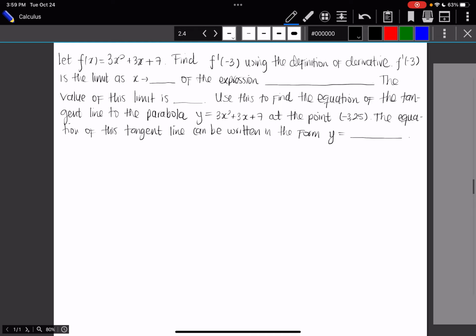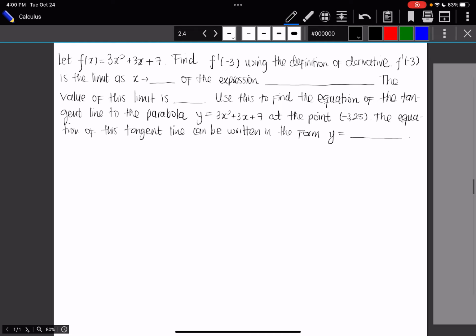So we have the quadratic polynomial 3x squared plus 3x plus 7, and we need to find the derivative of that polynomial at the number -3 using the definition of derivative, and then we need to use that derivative to find the equation of the tangent line to the parabola 3x squared plus 3x plus 7 at the point (-3, 25). To work with this problem, we need to know the definition of derivative as a limit.